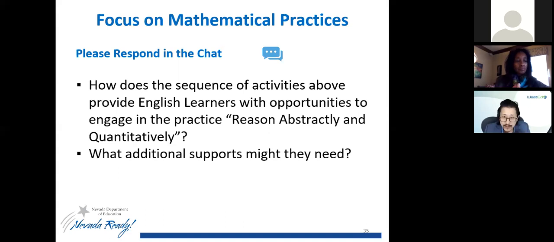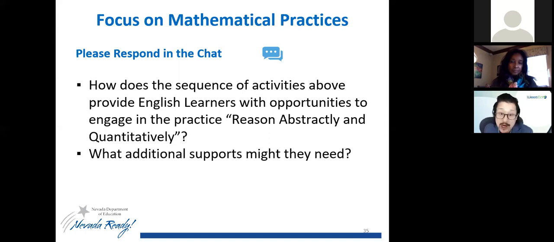And again, in the spirit of improvement, what additional supports might we need to add in? What additional supports might be necessary to ensure that English learners not only are engaging in reasoning abstractly and quantitatively, but they know that they're reasoning abstractly and quantitatively, right? Because sometimes, and it's not just English learners, but with English learners in particular, they're actually doing something that's a deep practice, but they may not have a name for it.